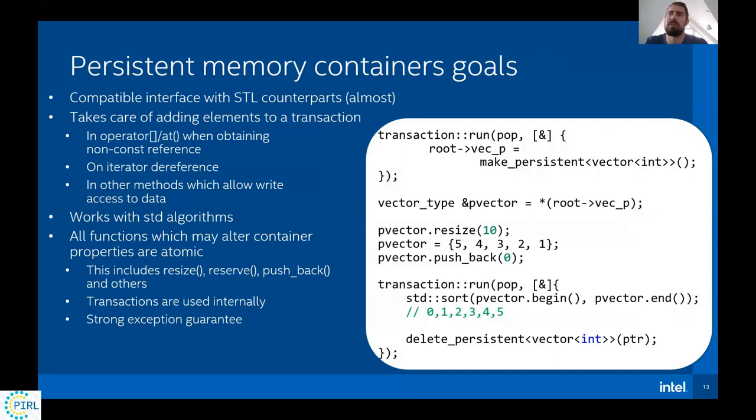Some of the associative containers implemented in libpmemobj-cpp are exposed to another PMDK library called pmemkv, which is a persistent local key-value data store, as a storage engine. And in this code snippet, you can see a basic persistent vector usage example. The allocation must be called in a transaction. And after that, you can use it almost like a volatile vector from the standard library. All methods which may alter the container's properties use transactions internally and guarantee atomicity and strong exception safety. And now Igor will describe specific containers and will talk about the implementation details.